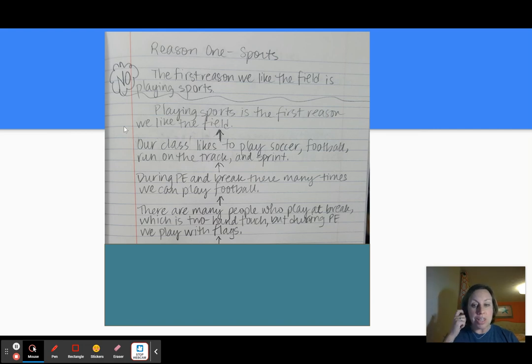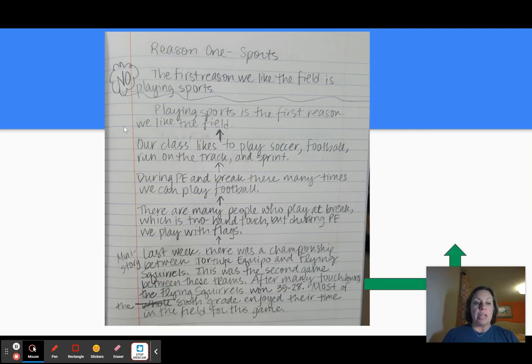So here's my mini story that I wrote about one time that we had a team playing football. They're not this year's teams, it's a different team. So I wrote, last week, there was a championship between Tortuga Equipa and the Flying Squirrels. Great names for flag football teams. This was the second game between these teams. After many touchdowns, the Flying Squirrels won 35-28. Most of the 6th grade enjoyed their time in the field for this game.